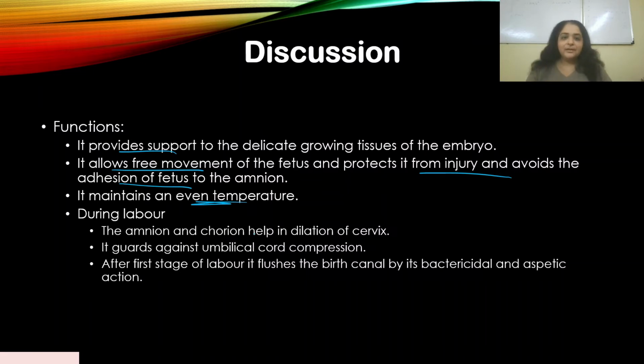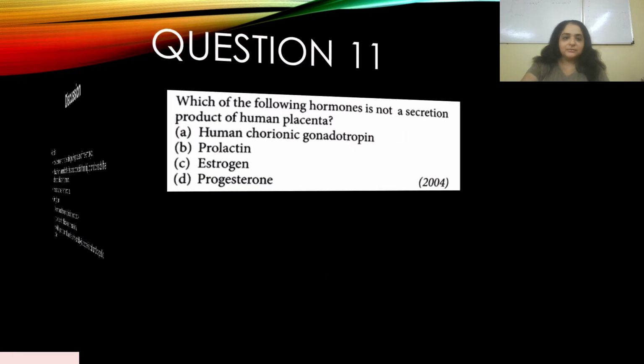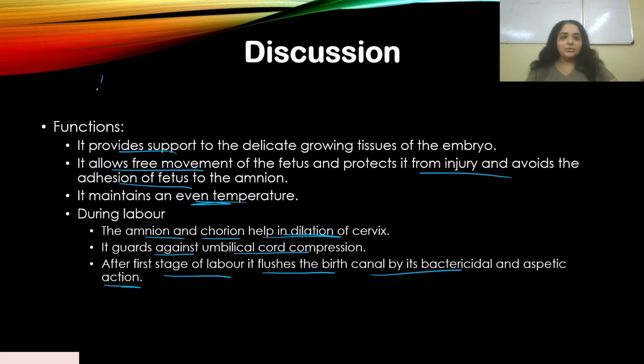And during labor, how does the amniotic cavity help? The amnion and chorion help in dilation of cervix. It guards against umbilical cord compression, and after first stage of labor, it flushes the birth canal by its bactericidal and antiseptic action. So yeah, these are basically the functions of amnion. Clear? We can move on.